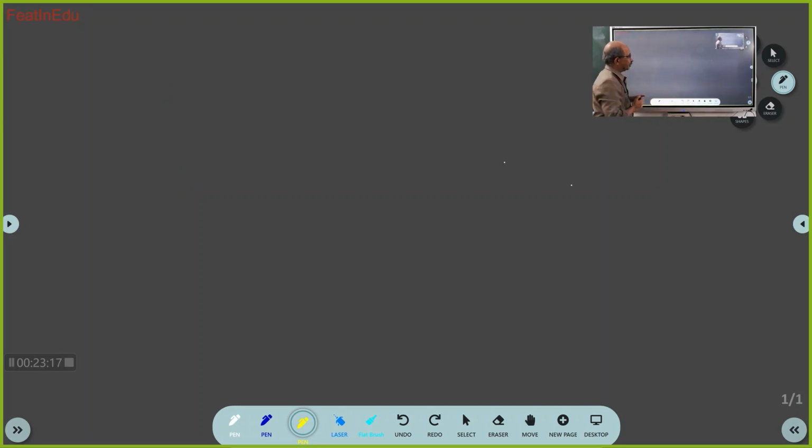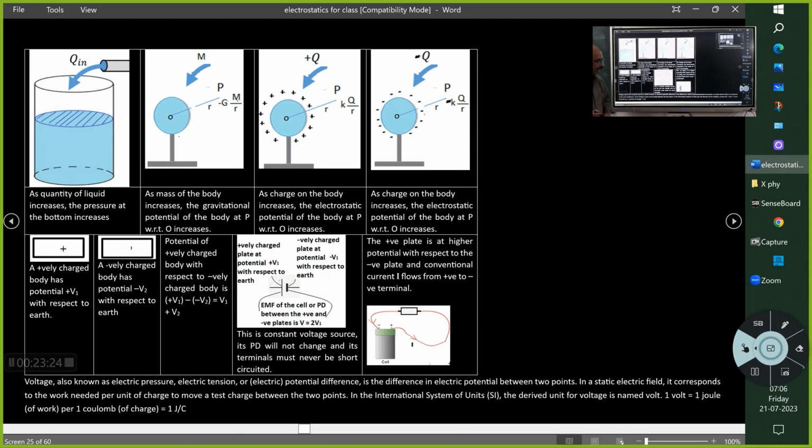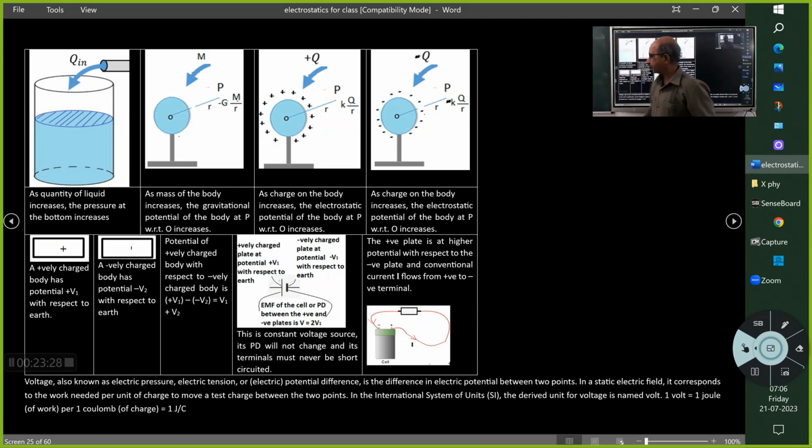Now I'll take you to the diagram. In this diagram, you see many things. This is just water. Now see one by one. Don't look at other diagrams, only what I am showing you. Here you see water getting filled. Q stands for the quantity of water that is falling. As the quantity of liquid increases, the pressure at the bottom is increasing. I hope you understand this. What is the pressure at this point? Do you know rho g h? Rho stands for the density of the liquid, g is the acceleration due to gravity, and h is the height of the liquid.